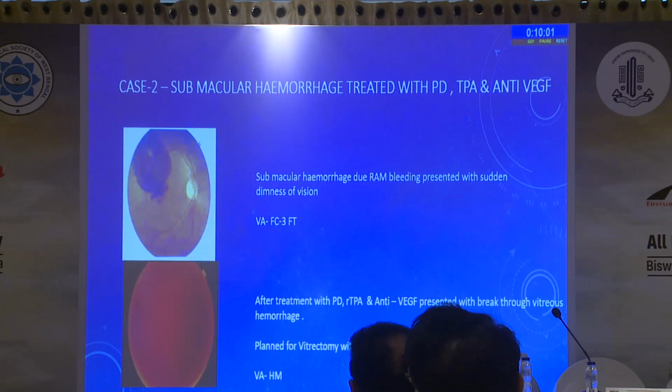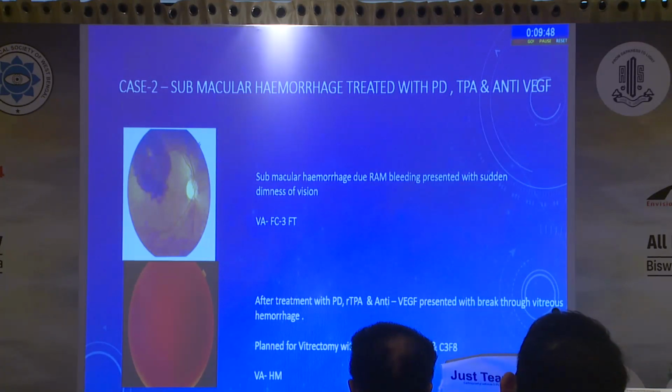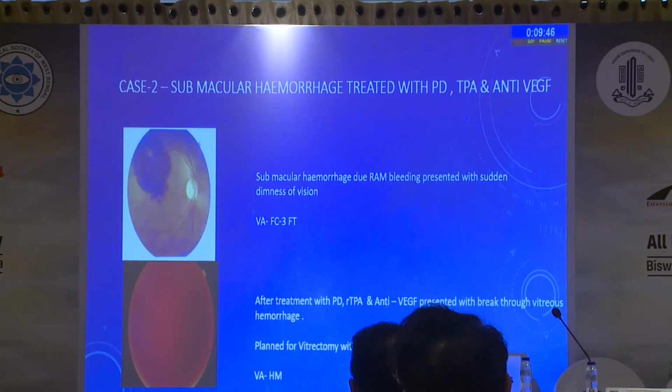And it was treated with pneumatic displacement and rTPA. Anti-VEGF I had given because there was a macular edema. We might not give anti-VEGF for a RAM. And what happened is, following the intravitreal tPA, there was a breakthrough hemorrhage, which can happen.